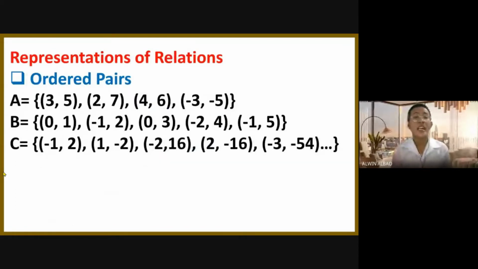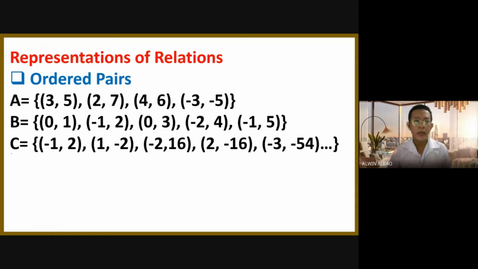Okay, so let's have the representation of a relation. So we have ordered pairs. Set A: (3, 5), (2, 7), (4, 6), (negative 3, negative 5). Set B: (0, 1), (negative 1, 2), (0, 3), (negative 2, 4), and (negative 1, 5). While in set C, we have (negative 1, 2), (1, negative 2), (negative 2, 16), (2, negative 16), and (negative 3, negative 54). So in ordered pairs, how will we identify the domain in each set?